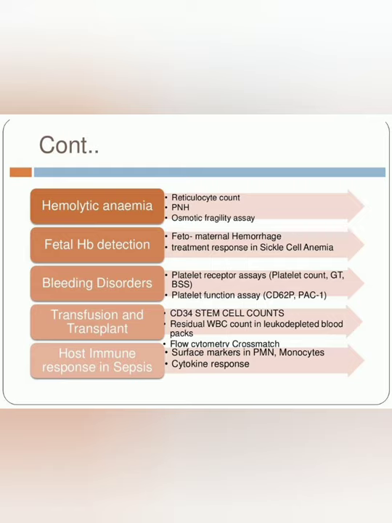In case of hemolytic anemia, reticulocyte count, PNH, and osmotic fragility assay can be done. Feto-maternal hemorrhage, treatment response in sickle cell anemia, fetal hemoglobin detection can be done. In bleeding disorders, platelet receptor assay, platelet function assay.